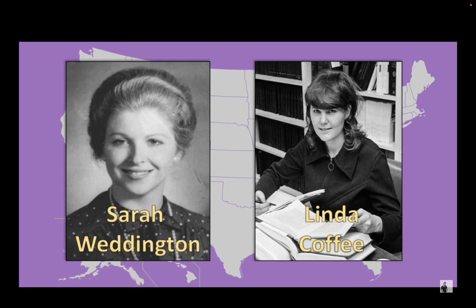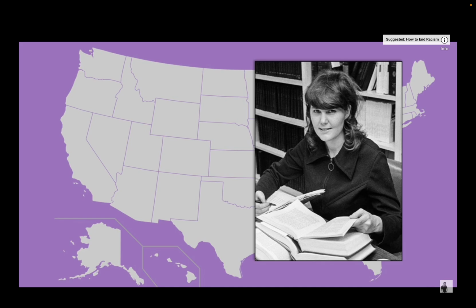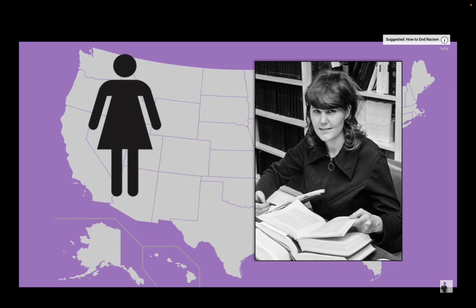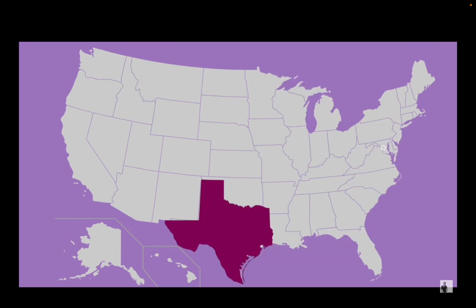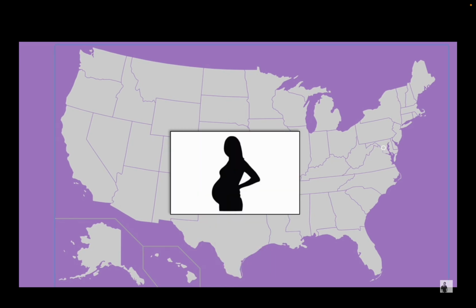The lawyers, Sarah Weddington and Linda Coffey, decided to take Norma's case over several others. The 2 were not much older than Norma. On March 3rd, 1970, Coffey officially filed a complaint at the Dallas Federal District Courthouse, giving Norma a pseudonym, Jane Roe, to protect her identity. They were suing the state of Texas, arguing its abortion law was unconstitutional. Defending the state of Texas was Henry Wade, the district attorney of Dallas. By this time, Norma was 6 months pregnant.